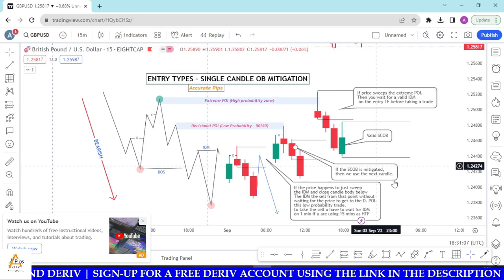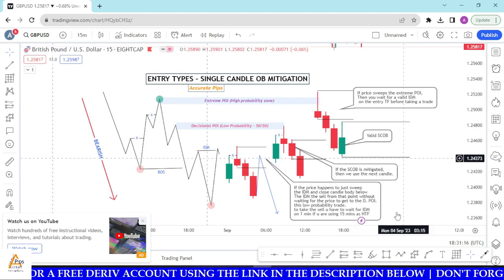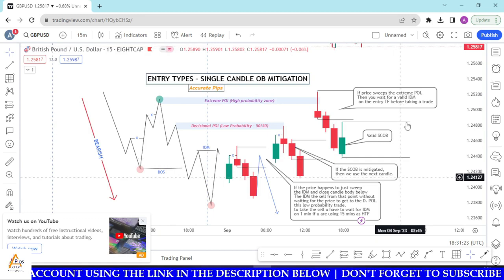For a low risk trade, you have to go to 1 minute and see something like this and get an IDM, then you enter now. Okay, sir. Thank you.